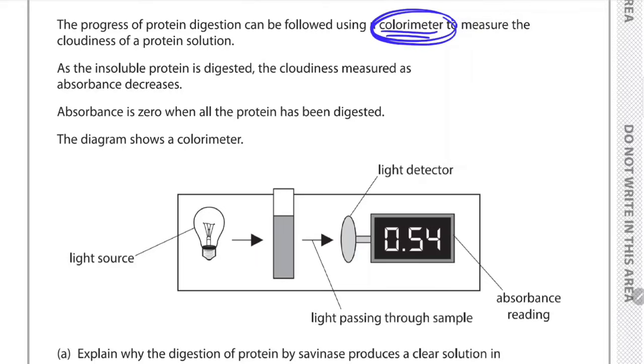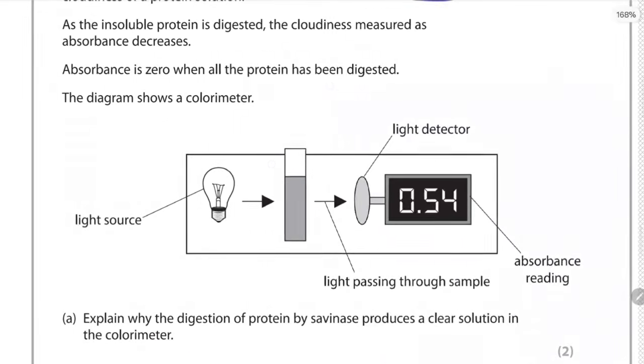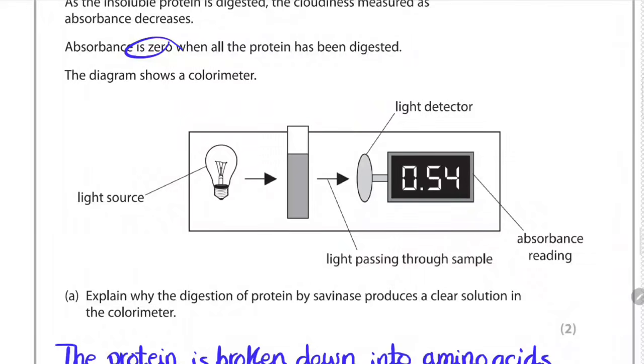The progress of protein digestion can be followed using a colorimeter, and this is a quantitative test to measure the cloudiness of a protein solution. As the insoluble protein is digested, the cloudiness, measured as absorbance, decreases. Absorbance is 0 when all the protein has been digested. This is a colorimeter. Explain why the digestion of protein by Savinase produces a clear solution.